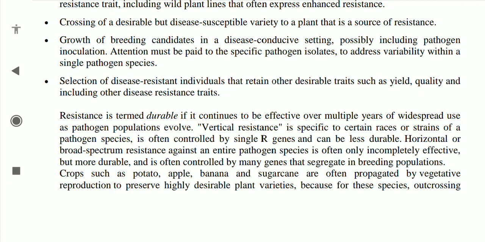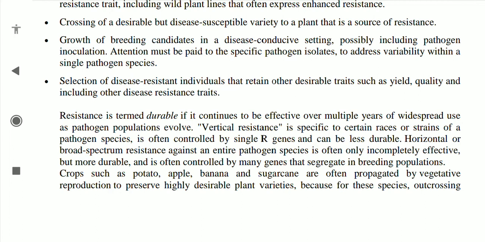Vertical resistance is specific to certain races or strains of pathogen species. The resistance is of two types, vertical resistance and the horizontal resistance. If it is controlled by a single resistant gene, and it can be less durable, it is known as vertical resistance, whereas horizontal or broad spectrum resistance against an entire pathogen species is often only incompletely effective but more durable and is often controlled by many genes that segregate in breeding populations.